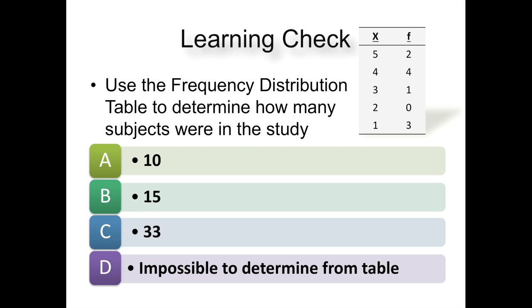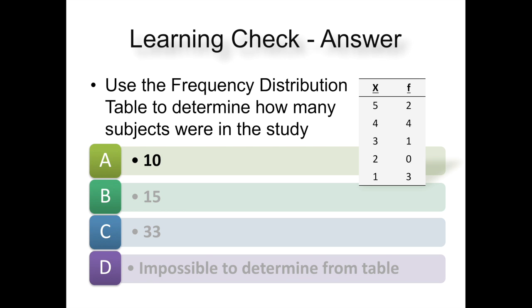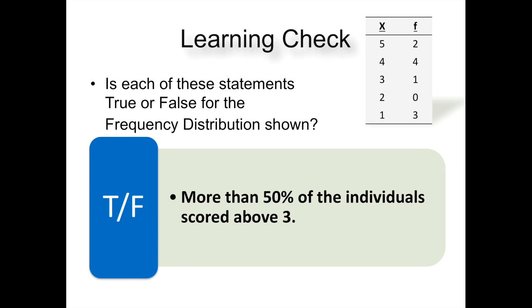Okay, let's take a look at this one. It says use the frequency distribution table to determine how many subjects were in this study. Again, over here we have our X's, these are our raw scores. And under the frequency column is how many people had that score. So we had 2 people score 5, 4 people score 4, 1 person score 3. To find out how many people are in your study, you add up all the f's, or all the frequencies. Did you get 10? Hopefully.